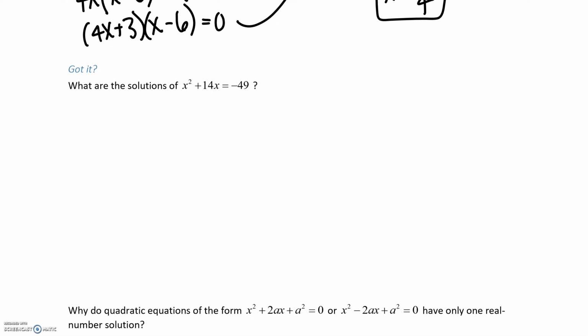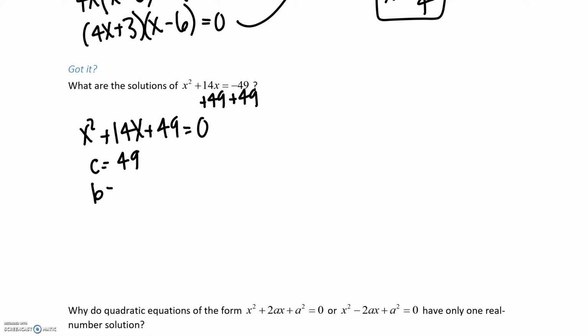So we have our got it problem. First thing we need to do is we need to add this 49 to both sides. That gives us x squared plus 14x plus 49 equals 0. So our c is going to be that 49, our b equals 14. So if we go through all of our factors, we have 1 and 49, and we have 7 and 7.